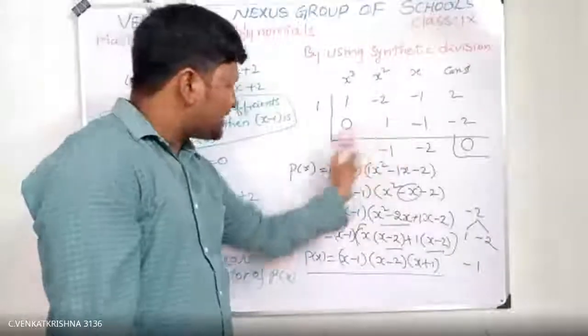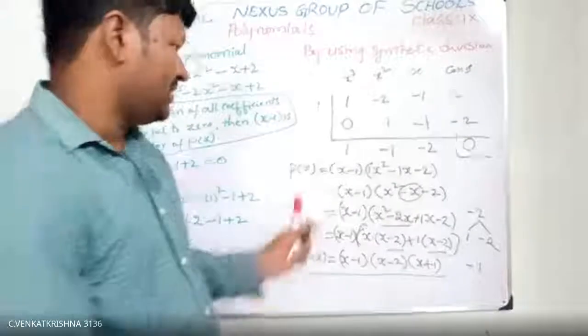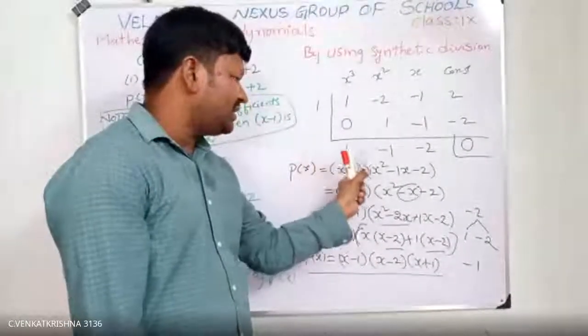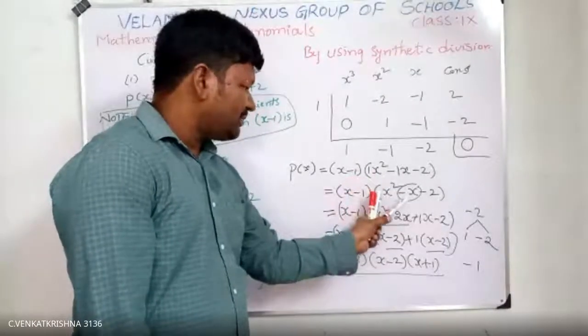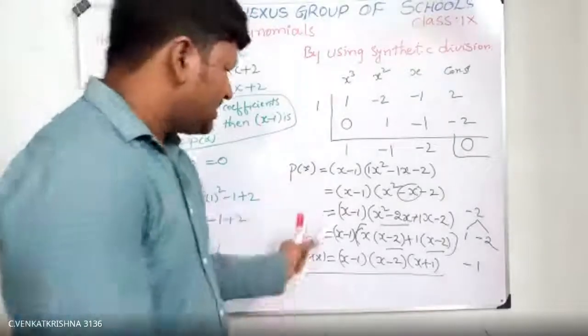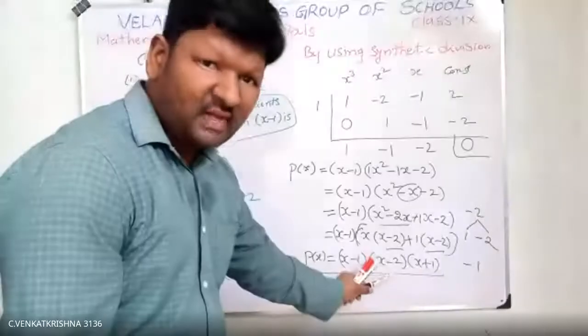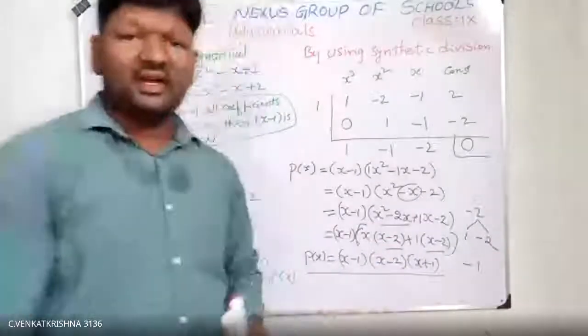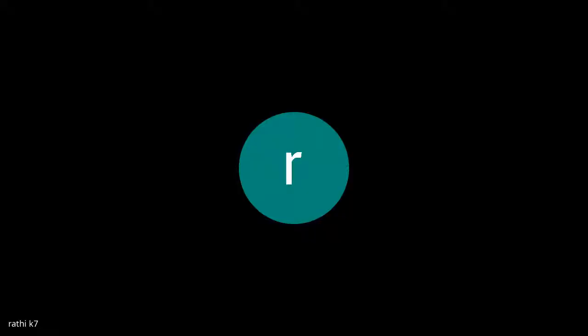Now this becomes a quadratic polynomial, a second degree polynomial. Now this is the x square coefficient, x coefficient, constant. Okay, so x square minus x minus 2. Then I use the middle term splitting method and find the factors. So finally, P of x is equal to x minus 1, x minus 2, x plus 1. These are the factors of P of x.